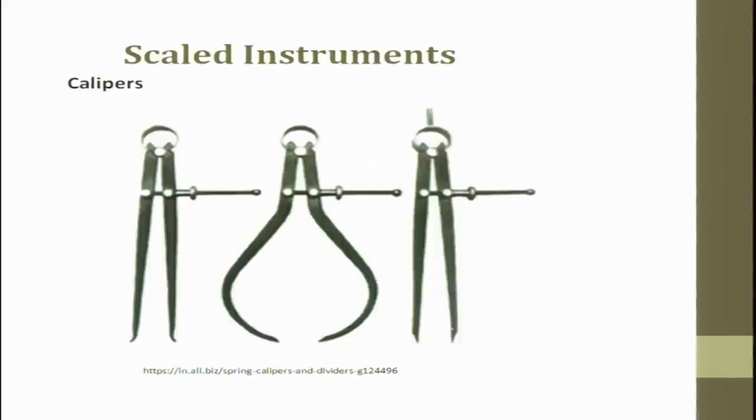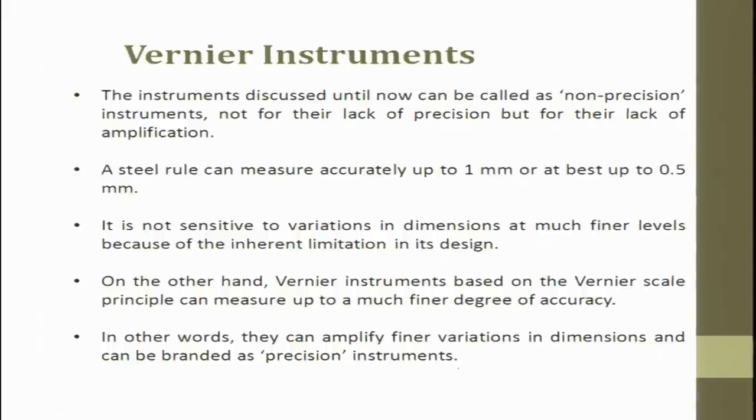So, these are the different types. This is inward, this is outward, and you can also try to put an attachment and make it inward, or you can make it outward, outward dimensions. The next instrument for discussion is the vernier caliper.